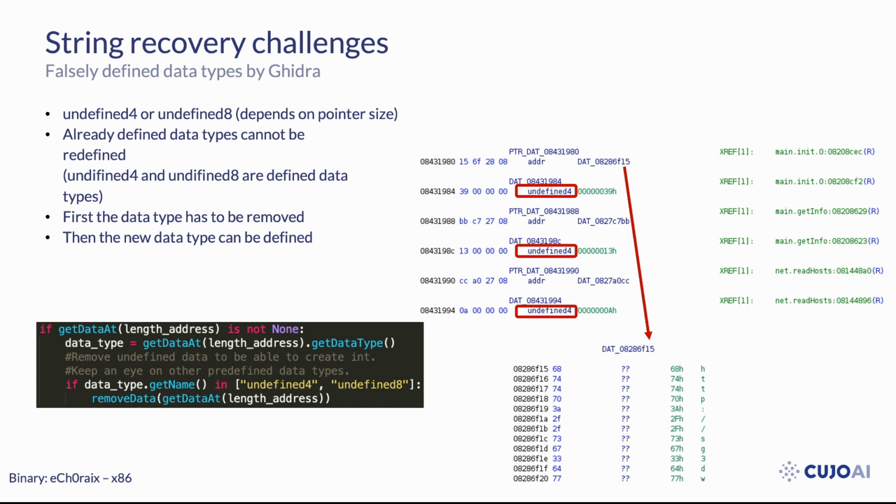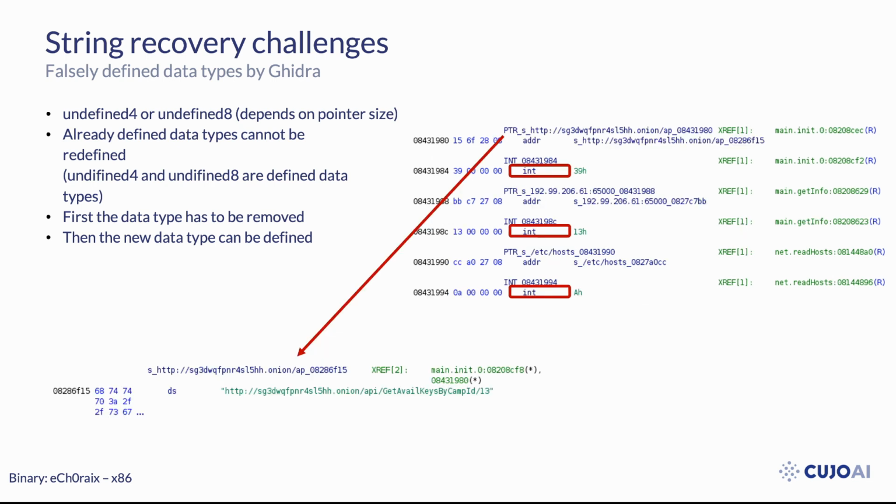So what our script is doing, first we will remove this data, the undefined 4 and undefined 8 data, and then we will redefine it to create an integer data type. So after executing the script, this is what we will see. The undefined will be changed to integer, and the pointers and strings can be also created.